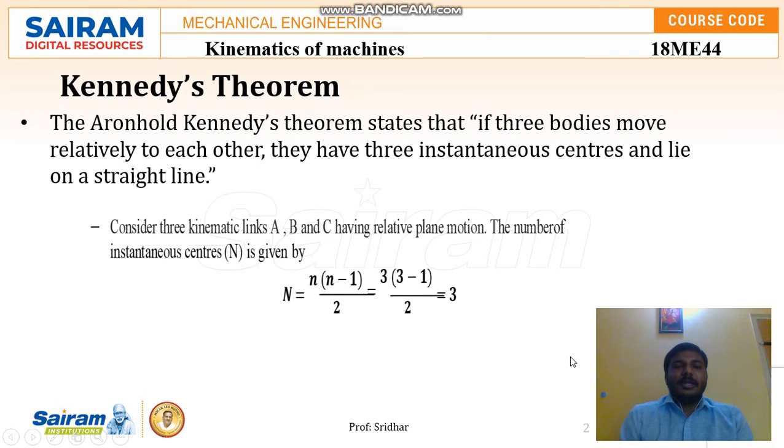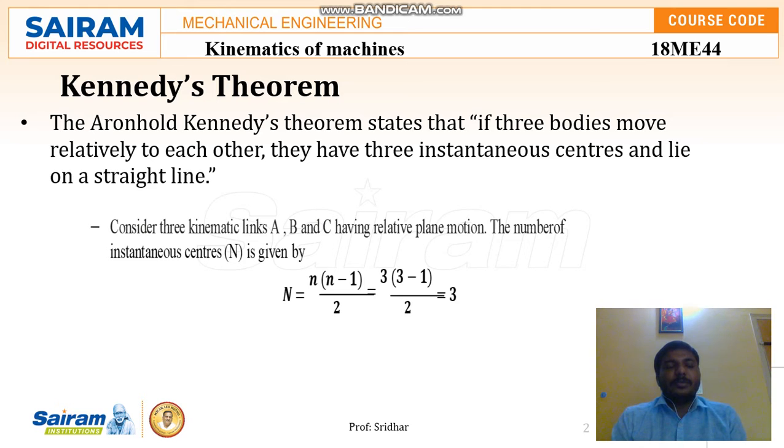Arnold Kennedy proved a theorem about the instantaneous centers. He conducted research and proved that all the instantaneous centers of the bodies will lie on a straight line only. Now we will see the statement of the theorem and the conditions or parameters for the instantaneous center method.